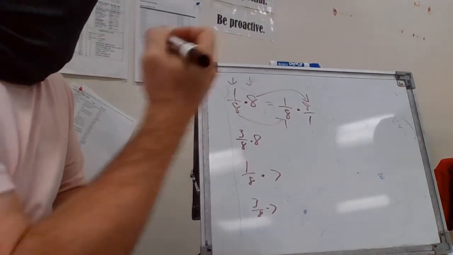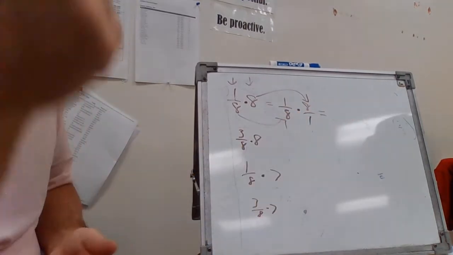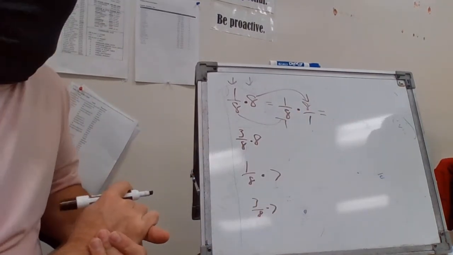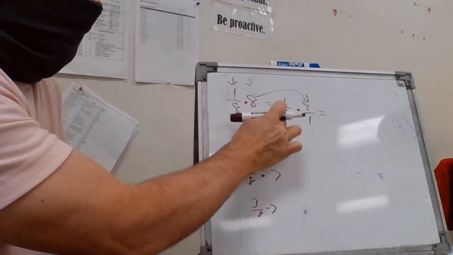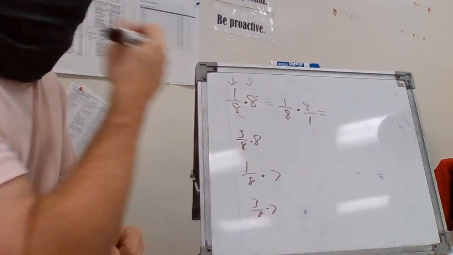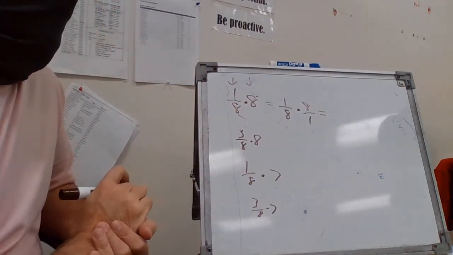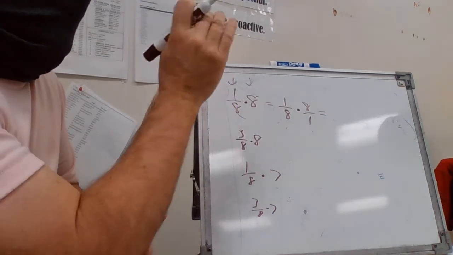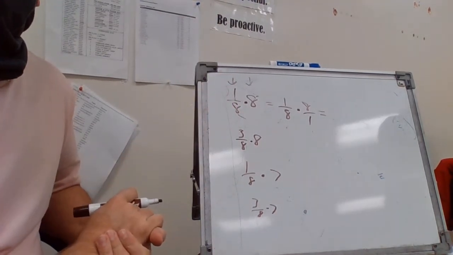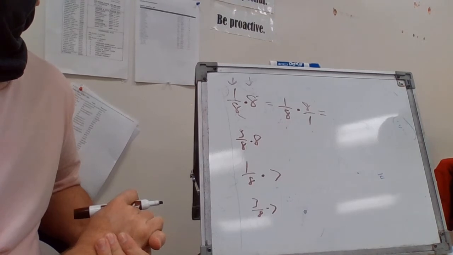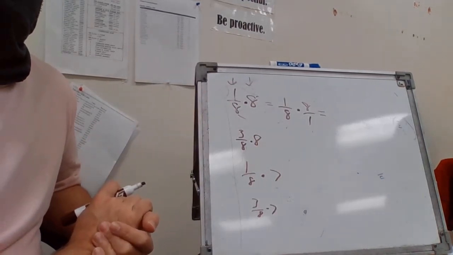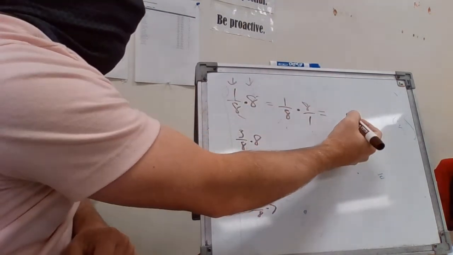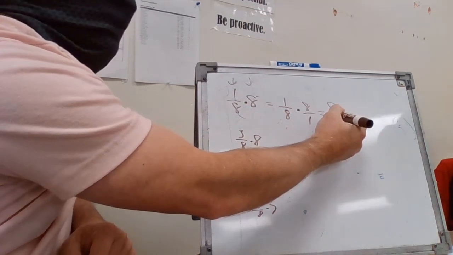Okay. So how do we multiply this 1/8 times 8? How do we multiply fractions in general? Do both of the tops, then both of the bottoms. Okay, so what do we have here? 8 times 1 is 8, and 8 times 1 is 8.